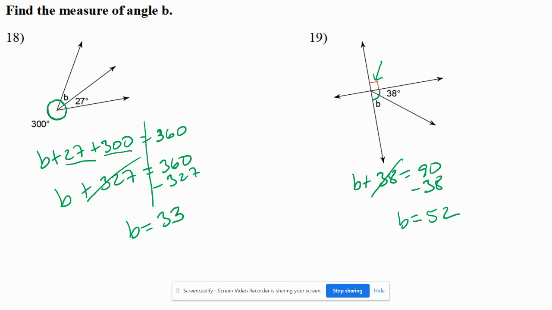Whenever you type in my homework, don't go b equals 33, just type in 33. Don't go b equals 52, just type 52. Just give me the number. On the test, it could be complementary, supplementary, or adjacent.